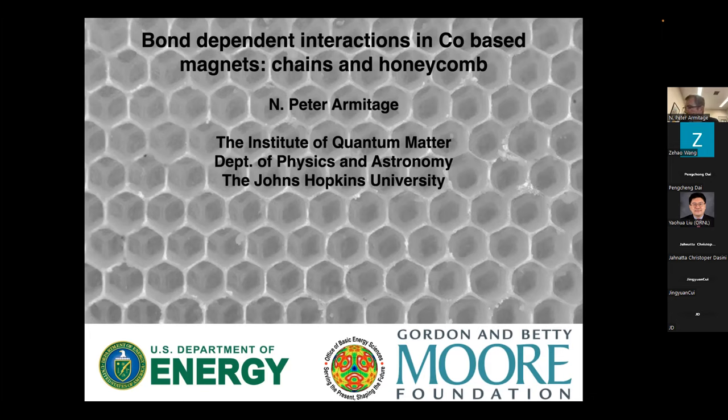That's going to lead us into the study of a two-dimensional version of that, which is a honeycomb lattice. I'll point out the connection with that. Honeycomb lattices with strong bond-dependent interactions, the so-called Kitaev interaction, are thought to be possible material realizations of a quantum spin liquid state. So those are all the things that we're going to talk about.